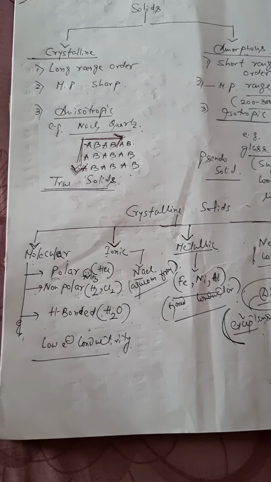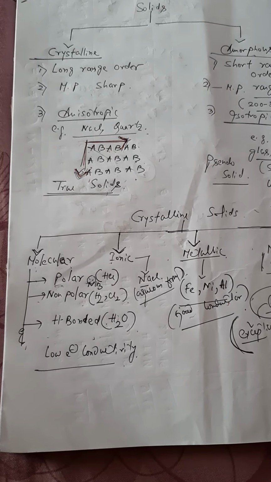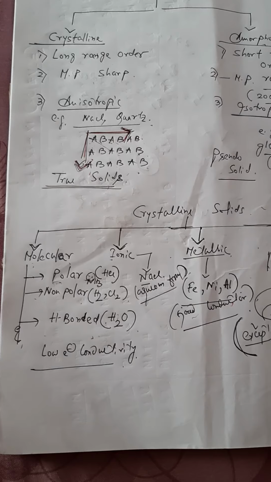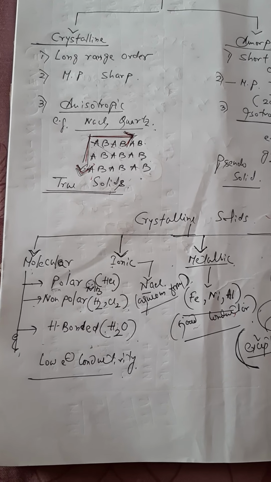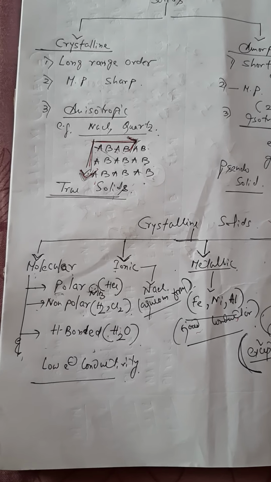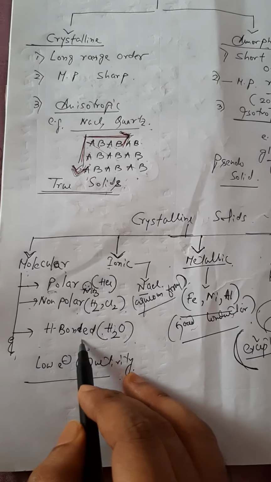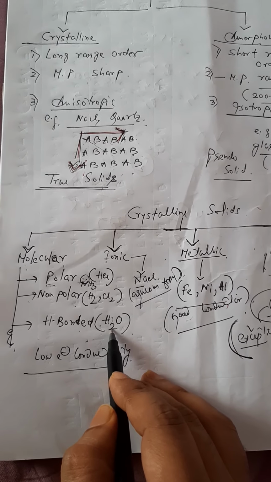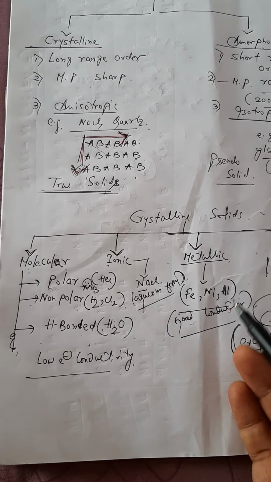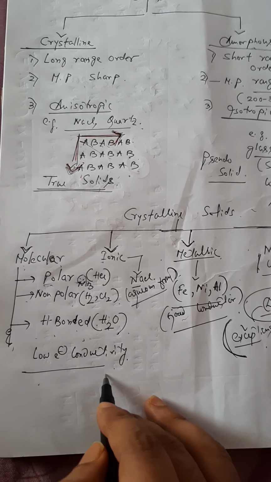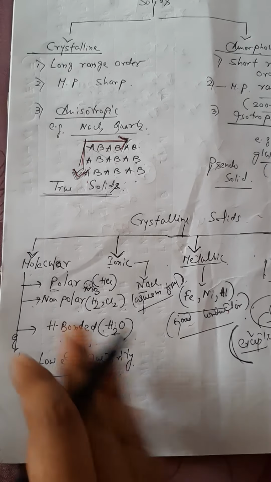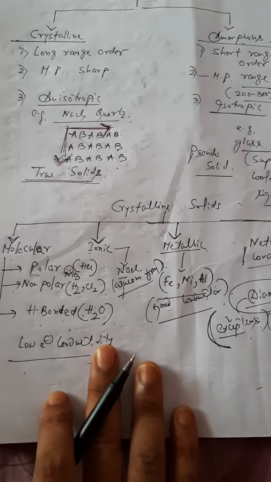Polar means obviously there is a polar bond like HCl, H plus Cl minus, ammonia because there is a lone pair. Non-polar like hydrogen, chlorine because there is no charge separation. Hydrogen bonded solid is the compound which forms hydrogen bonds. They conduct electricity but show low conductivity.